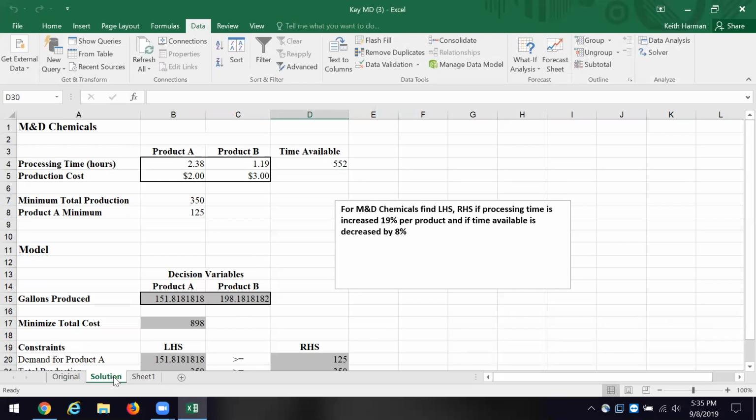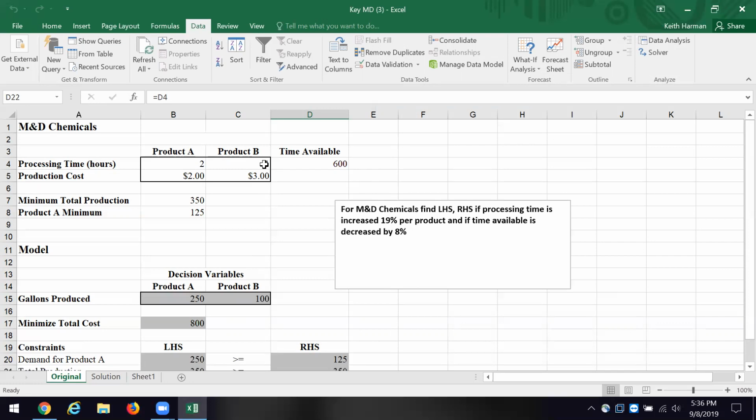The processing time is increased by 19%. Product A, 2 times 1.19. Over in the original, it was 2. Now in the solution, it's 2.38. Product B equals 1 times 1.19. I'm just having you change some variables. Folks, there's nothing all that terribly difficult about this if you just get the file out of the student files and you change the variables and then just execute the solver. That's all you really have to do.